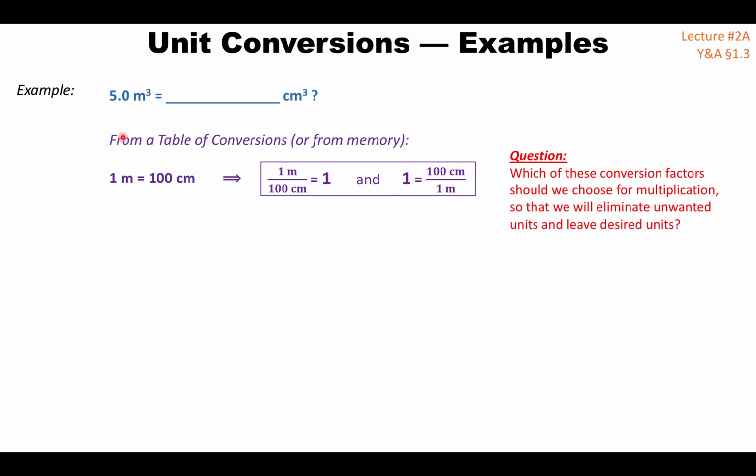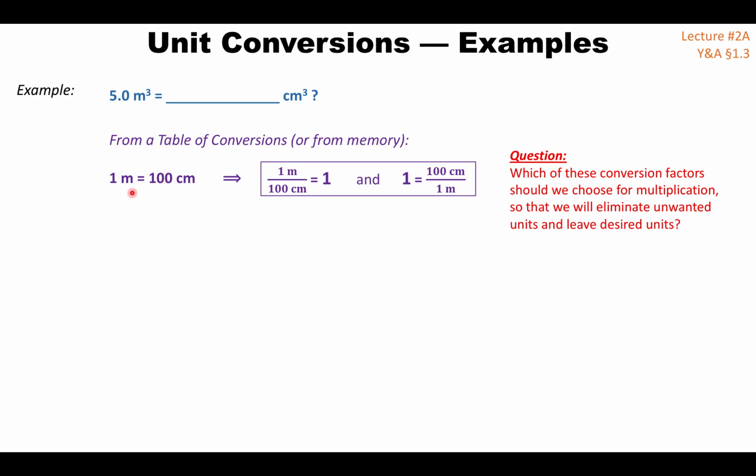One last example. Let's convert a volume. So here we have 5 cubic meters, and I want to convert it into cubic centimeters. Now remember, a volume is a length cubed, and an area, which we don't have here, is a length squared. So I want to go to a table of conversions for lengths, if you don't have one explicitly for volumes.